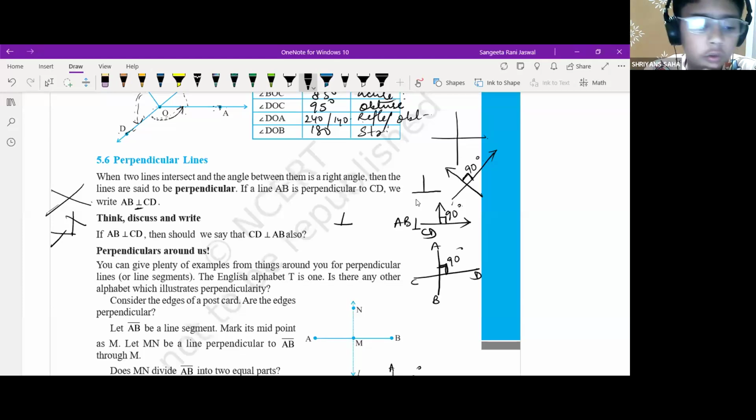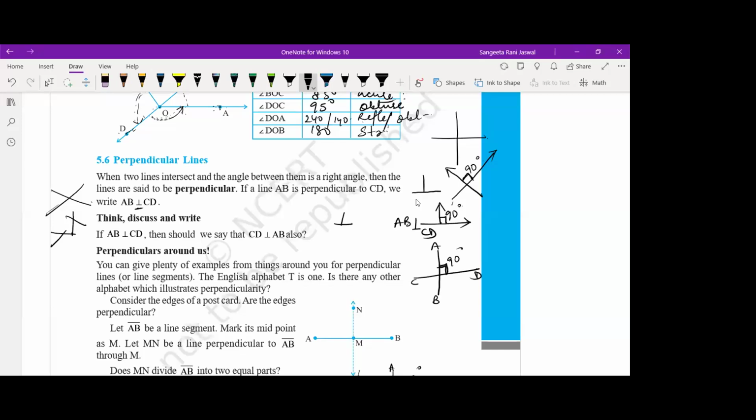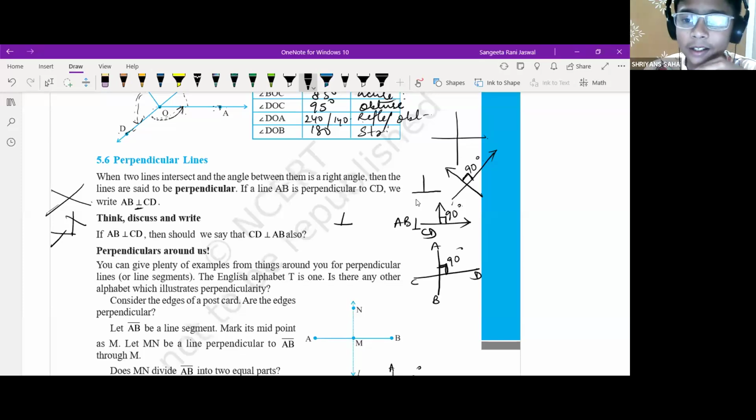Ma'am, which chapter do we have for the Sunday test? Integers. Okay, ma'am. I've given integers. I gave the message yesterday. I actually didn't get it, ma'am. Yesterday I gave the message.